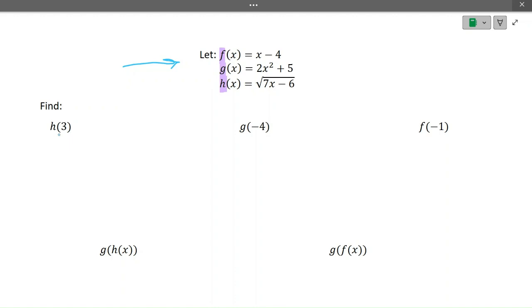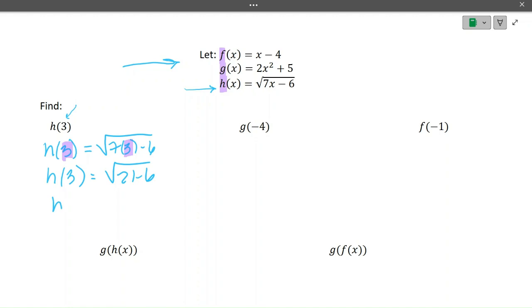We are starting with h of 3, and we are to find that. So I need to find function h, that's this one right here, and you can see that the x has been replaced with the number 3. So h of 3, everywhere I see x, I'm replacing with the number 3. You can see that I replaced x with 3 in those two spots, and then all I'm going to do is simplify like this. And h of 3 equals the square root of 15. I think that's a fine answer.